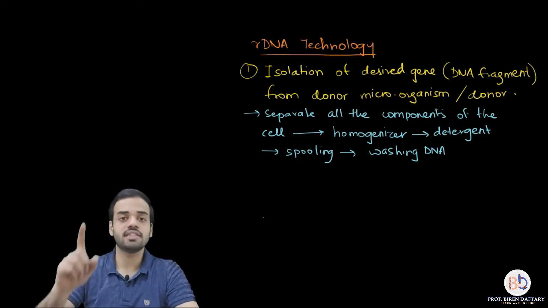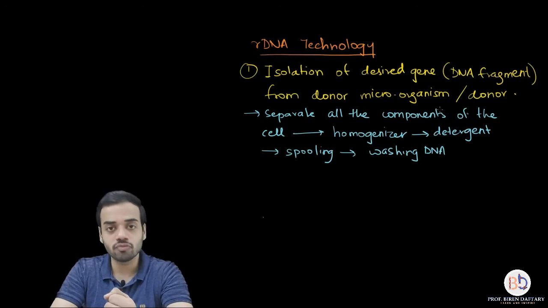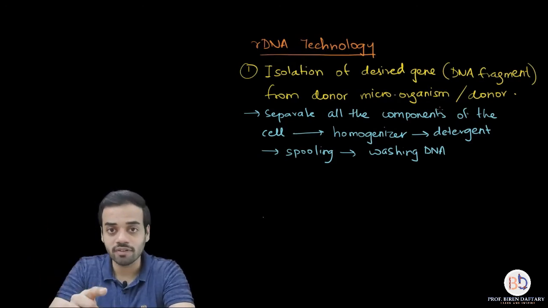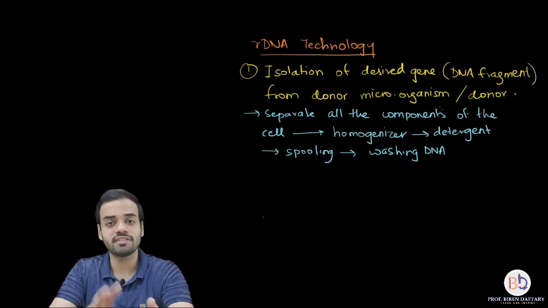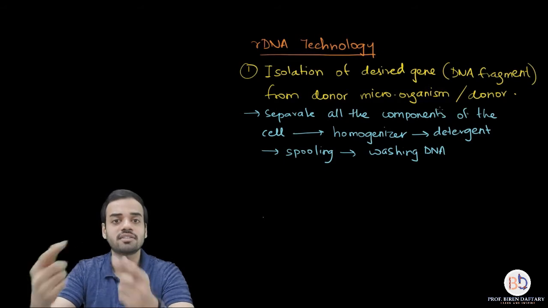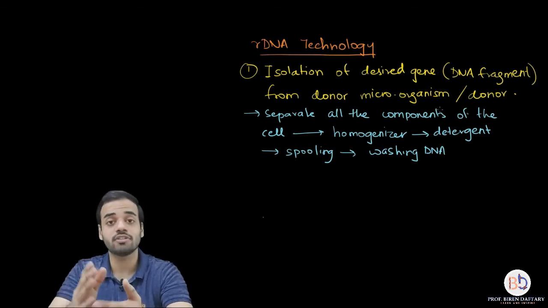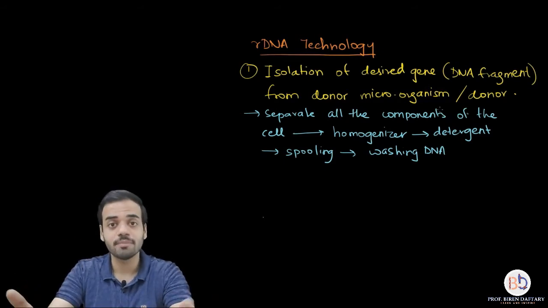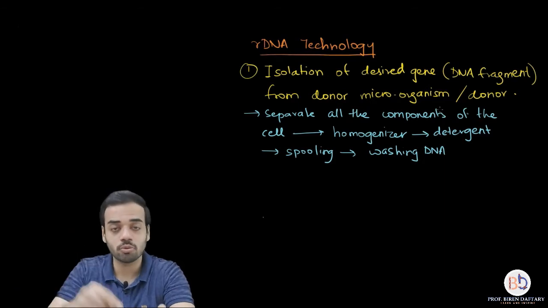So first thing is to select the organism from which you want the required gene, correct? That required gene you are going to insert into the cloning vector. Then once you have decided the organism, you take the cell of that organism and you separate the components of the cell. Why? Because you need only the DNA, so you use a homogenizer.